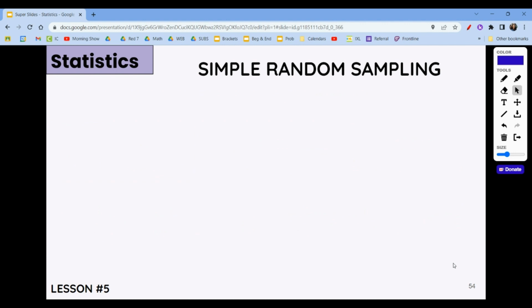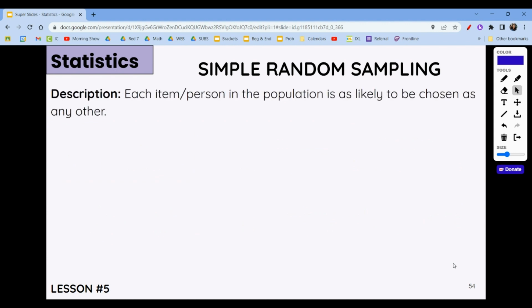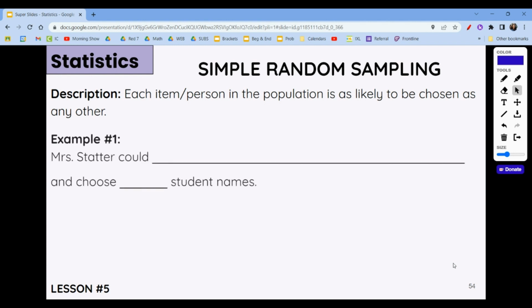First, let's start with simple random sampling. Description: each item or person in the population is as likely to be chosen as any other. Example number 1: Mrs. Statter could put all student names in a hat and choose, how many students did we say she was going to choose again? 60 student names. Now, this would take a really long time, but probably there's some way to do this electronically with all the students' names, and then you just randomly choose 60 students' names. Everyone has a chance of being selected, but only 60 students are selected at random.